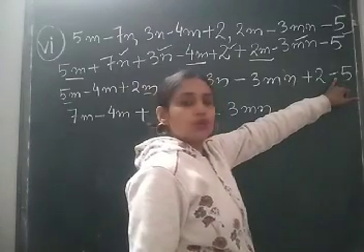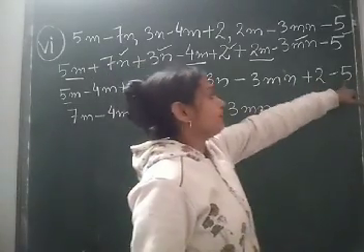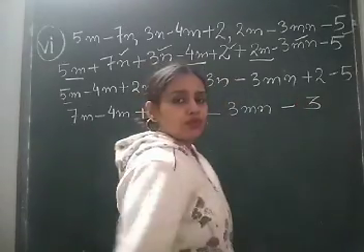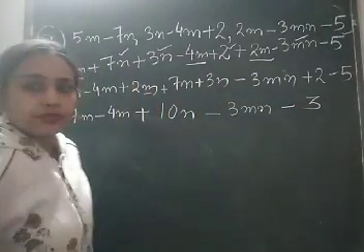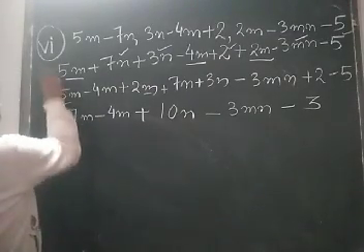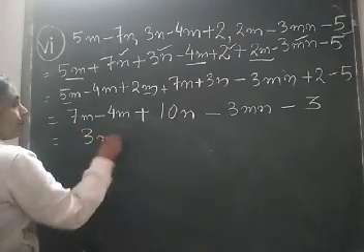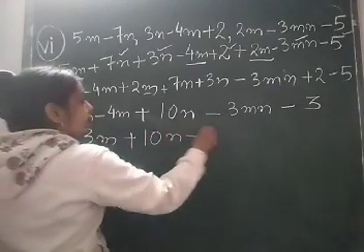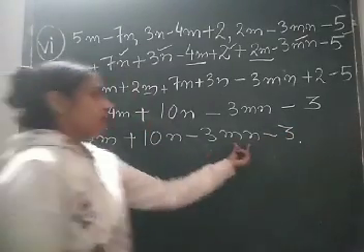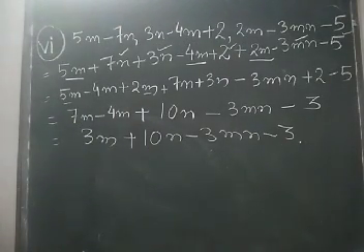5 minus 2 gives us 3. Sign will be of the greater number. 2 and 5. Who is greater? 5 is greater and it has negative sign. So we put a minus sign. Okay. Anything else? No. Now 7m minus 4m gives us 3m plus 10n minus 3mn. Now all are unlike terms, right? None of the variables are common. So this becomes your answer and this completes your sixth one.